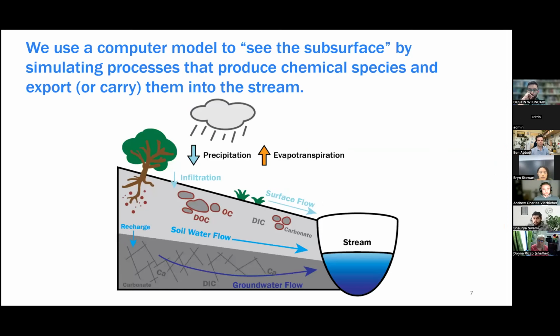In this work, I use a computer model to simulate some of the different processes that influence stream chemistry, including how different reactions produce chemical species in different areas of the subsurface, and how water moves through the subsurface to export or carry those chemicals into the stream.